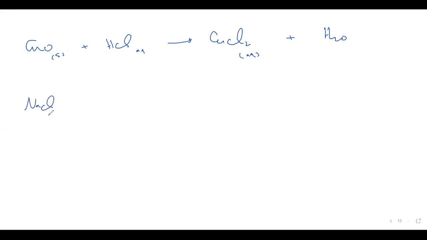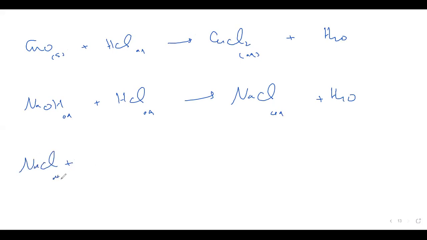For example, the reaction between copper oxide as a solid reacting with HCl aqueous to form CuCl₂ aqueous plus H₂O. NaOH aqueous plus HCl aqueous forming NaCl aqueous plus H₂O. NaCl aqueous plus AgNO₃ aqueous forming NaNO₃ aqueous plus AgCl solid.